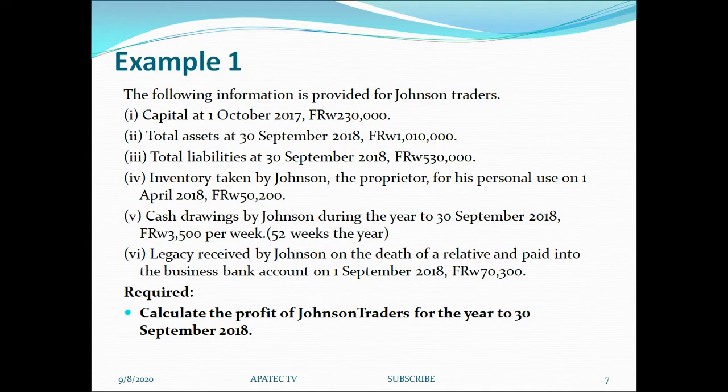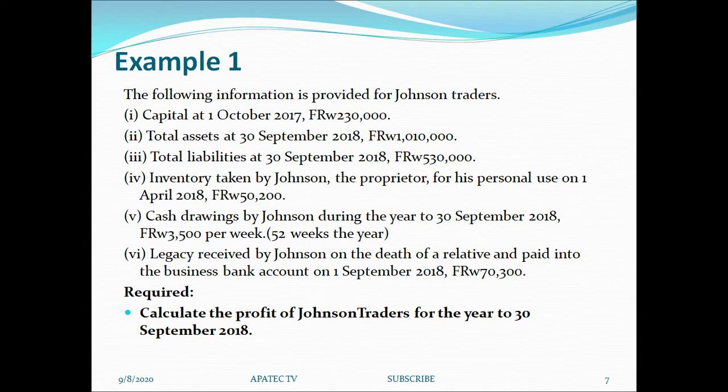530. We have inventory taken by Johnson, the proprietor, for his personal use on the 1st April 2018, and also you have cash drawings by Johnson during the year to 30 September, and also we have a legacy received by Johnson on the death of a relative and paid into the business bank account, which is 70,300.